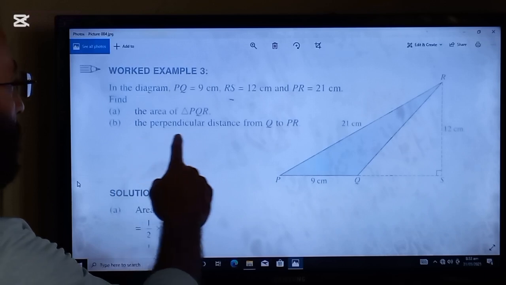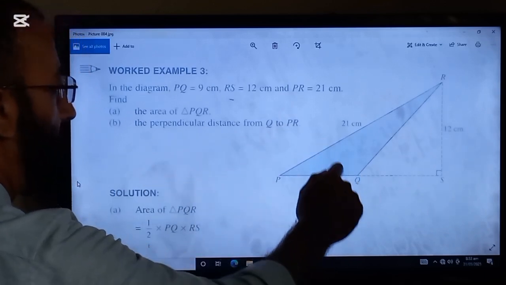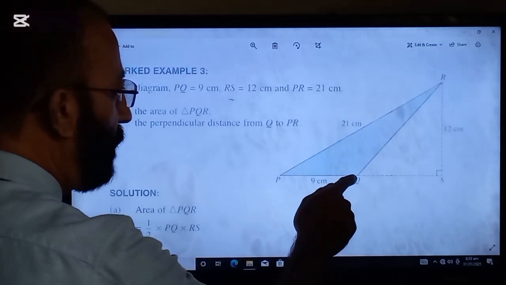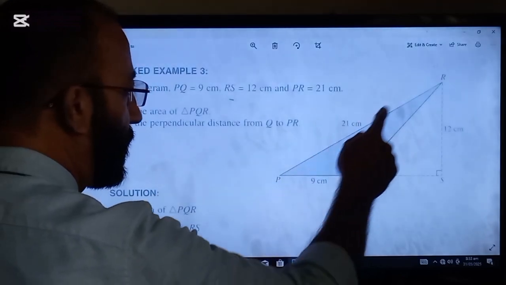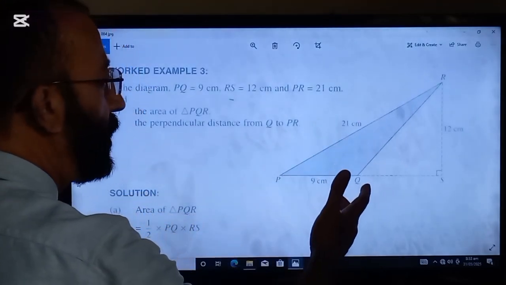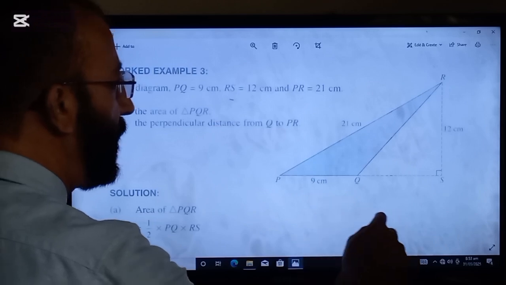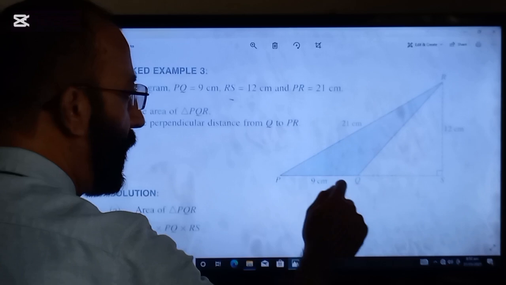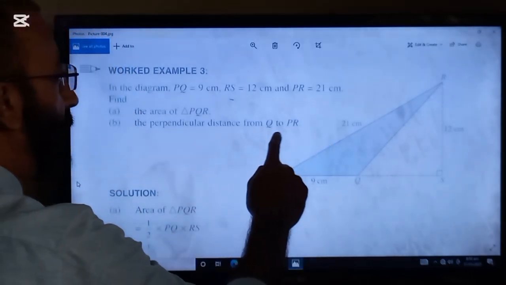Second requirement is the perpendicular distance from Q to PR. Look now. If we draw a perpendicular from Q to PR, then this will become the base. So again we will put the formula of the area of the triangle, that will be 1 by 2 into base into height. So this will be base now, 21, and the requirement is the perpendicular distance from Q to PR.